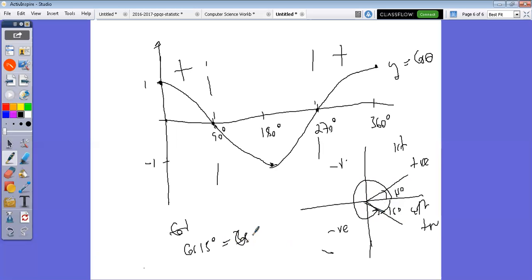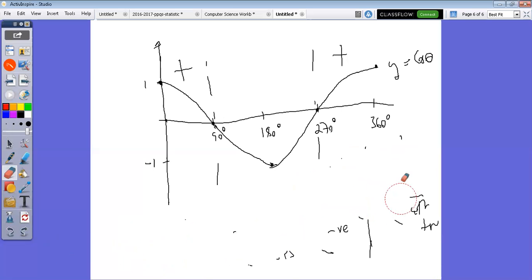Can we get that? What is 360 minus 15? 345, yes. Check from your calculator, they should be the same. Cos 345 and cos 15. Clear now? Makes sense? So it means we can also solve equations of positives.